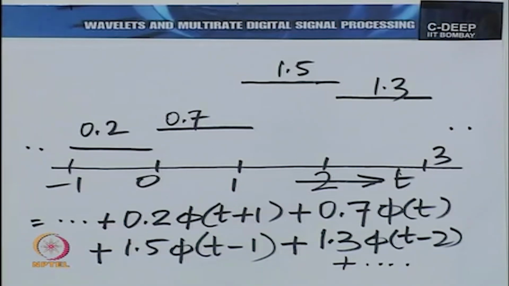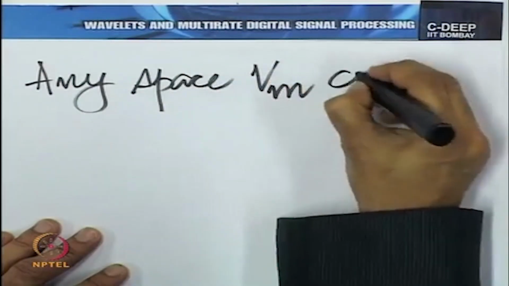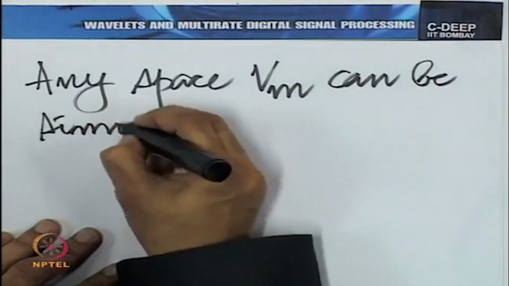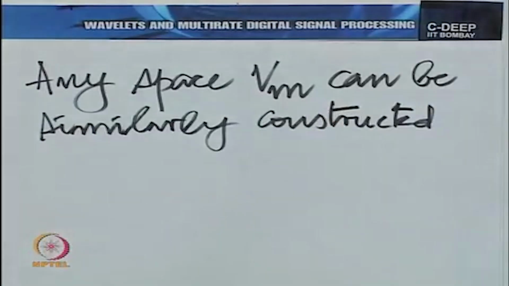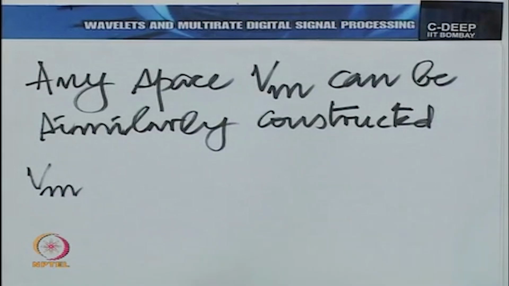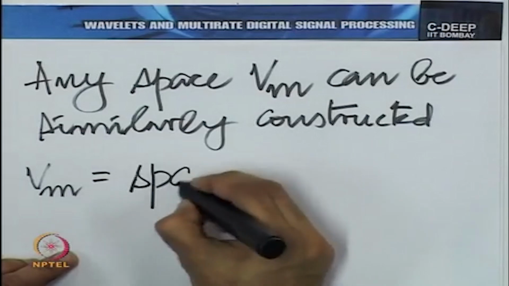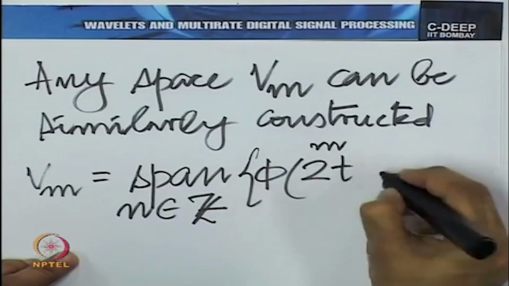So, we have this single function phi t whose integer translates span V 0. Now, the subtle point is that if you were to go to any space V m, the same thing would carry forth. So, it is very easy to see that any space V m can be similarly constructed. In fact, we can be more precise. We can write down V m is essentially the span over all n belonging to Z of phi 2 raised to the power of m t minus n.